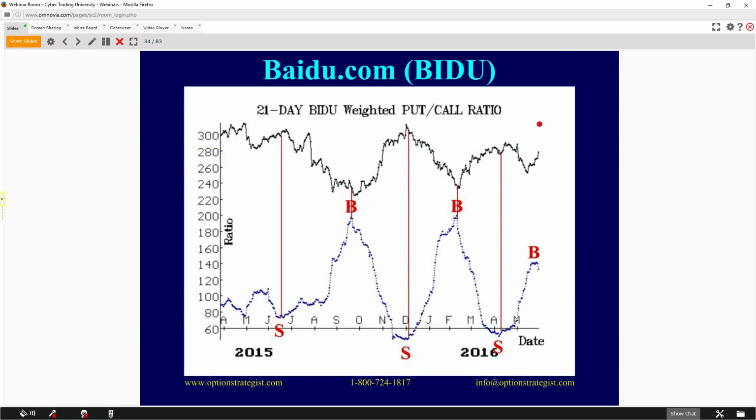Another one that's interesting here is Baidu. You can see that Baidu has a pretty good history of these buy signals. Peaks in the put call ratio chart are pretty good buy points, and the troughs are pretty good sell points, especially when they occur at the extremes. So now we just had another buy signal here. The stock has already started to move up. This buy signal is lagging a little bit, but sometimes that happens because they are 21-day moving averages, so they can lag slightly.